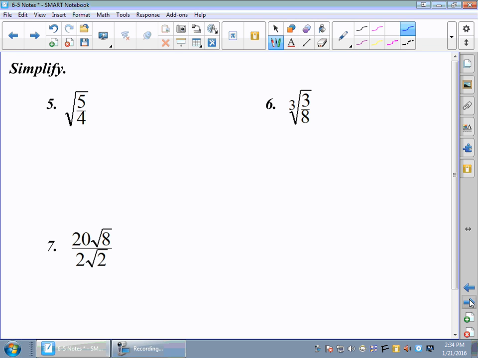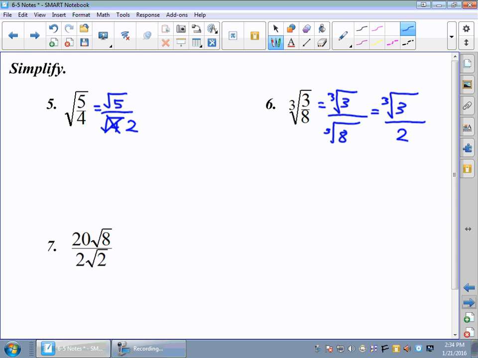So if you have a square root of 5/4, it becomes the square root of 5 over the square root of 4, and the square root of 4 cleans up nicely to 2. So you have the square root of 5 over 2. Number 6, you get the cube root of 3 over the cube root of 8. Cube root of 3 just stays cube root of 3. Cube root of 8 becomes 2.